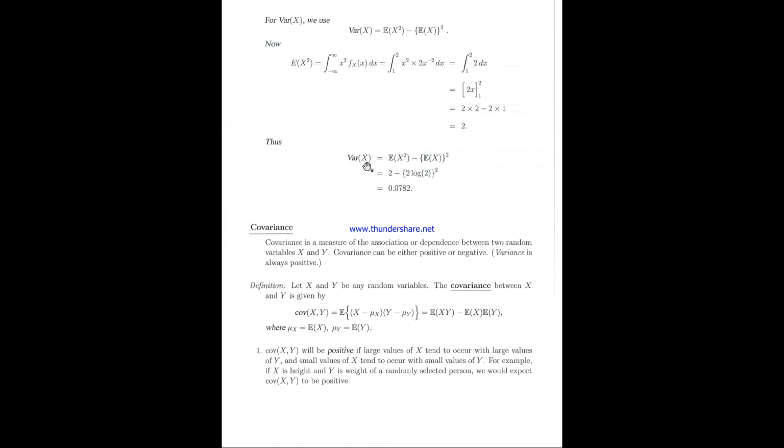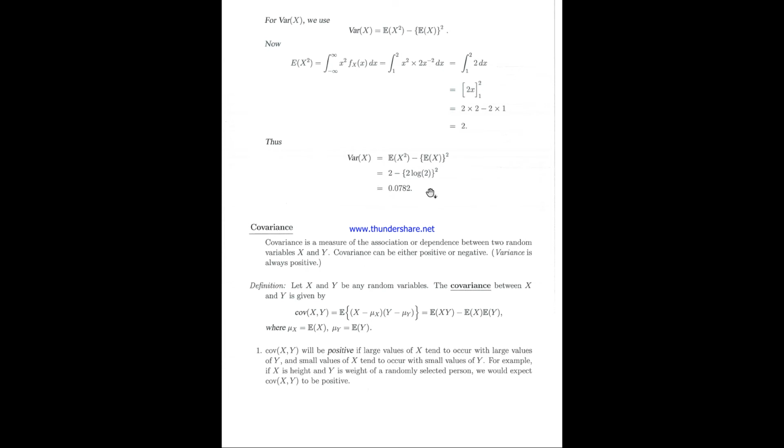Now we can find the variance. When you take the equation, the expected value of x squared, we have found it as 2, minus the expected value of x, which is 2 times log 2. So you have to take the squared value of that, and then when you simplify, we can find the value as 0.0782.